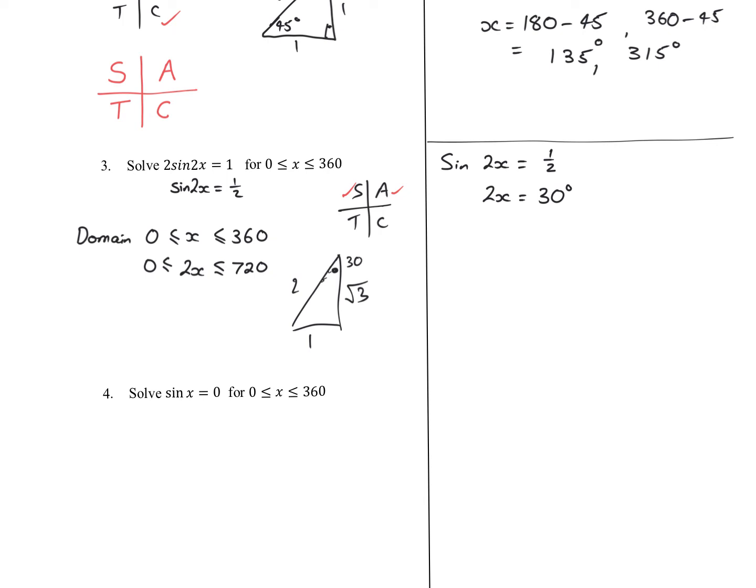Okay, so 2x is equal to 30. It's also equal to 180 minus 30, which is 150. It's also equal to 360 plus 30, so 390. And it's also equal to 540 minus 30, which will be 510. That's what 2x is equal to. Now we need to say what x is equal to, which will be 15 degrees, 75 degrees, half of 390 is 195 degrees, and 255 degrees.